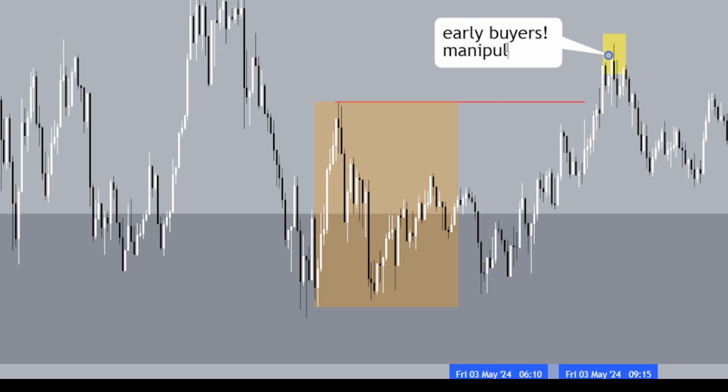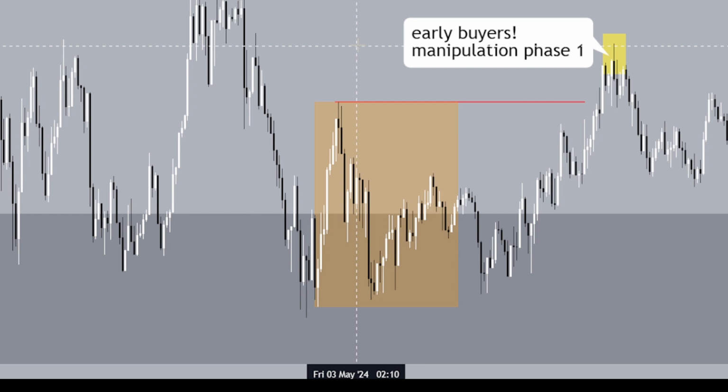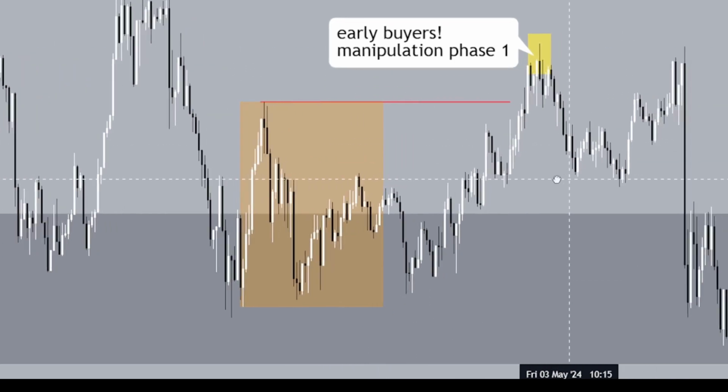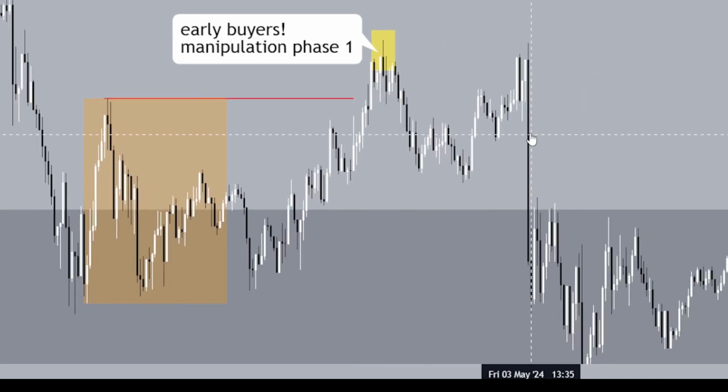This is manipulation phase 1. We see early buyers trapped and enticed in this region. So if we now follow price action along, this was actually a news event, I believe the NFP actually. This is the NFP news event. So the NFP news event is what drove price down.